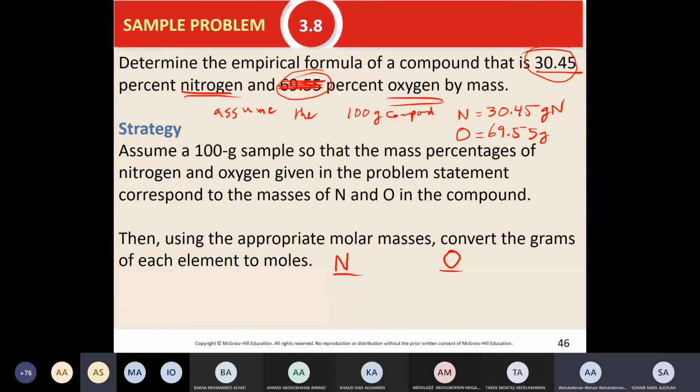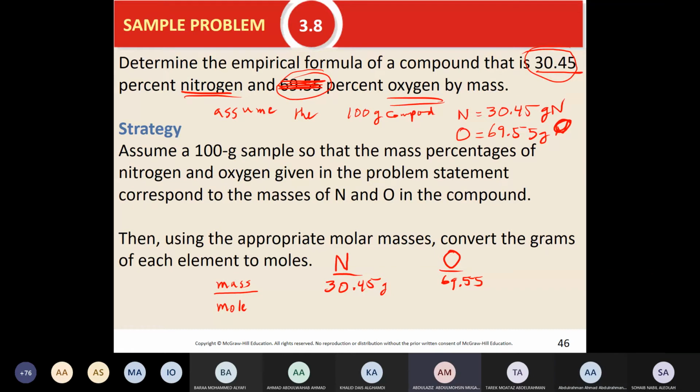69.55 gram oxygen. Oxygen, yes. I will put these numbers. Now I want you to do the same. Do this one: 45 gram, and I will write here 69.55, and I will write here mass. Then I will change it to mole. I want you now to change everything to mole and give me the answer.